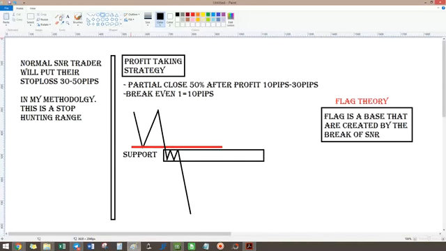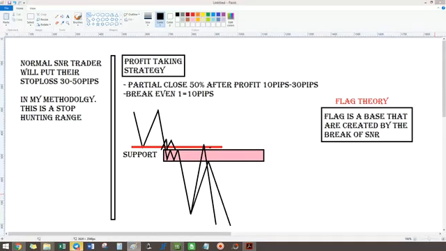When the flag is created, let me draw, it becomes an entry zone. So when price retraces back to the origin like this and like this, it returns back to the origin of the pullback. Sometimes the flag is over here, sometimes the flag is over here. So price will go up here and down there.